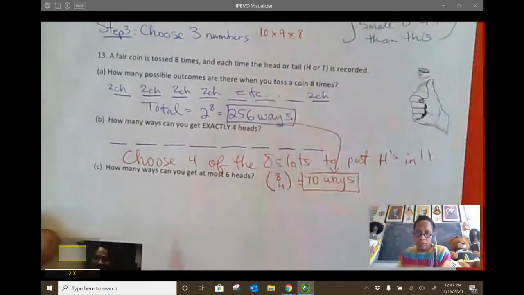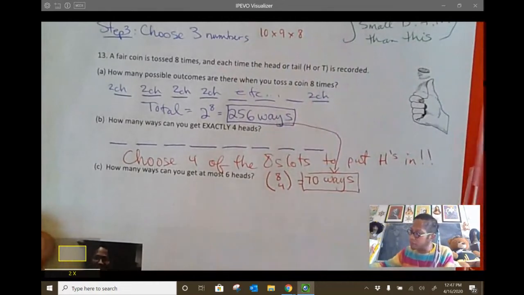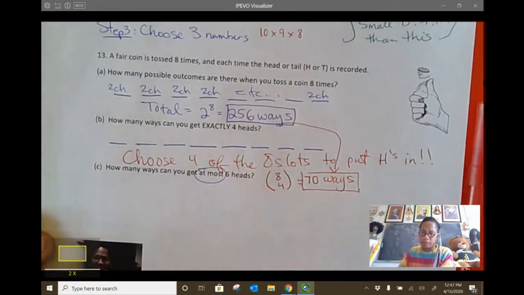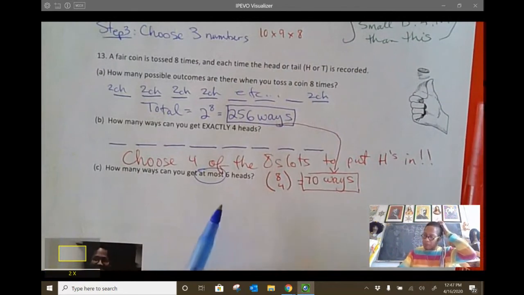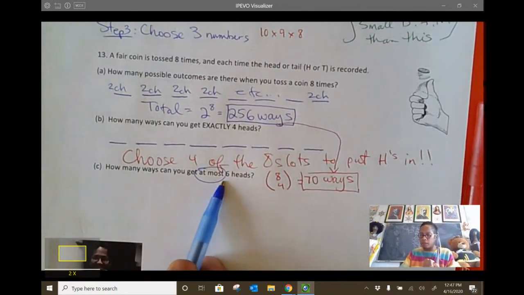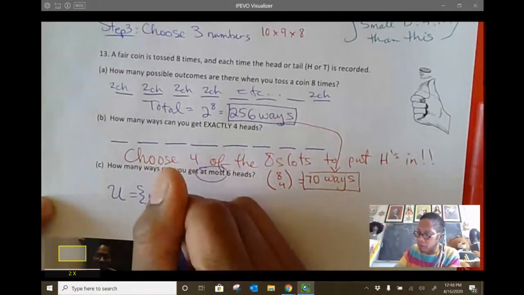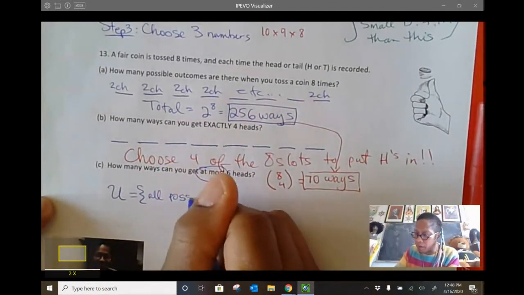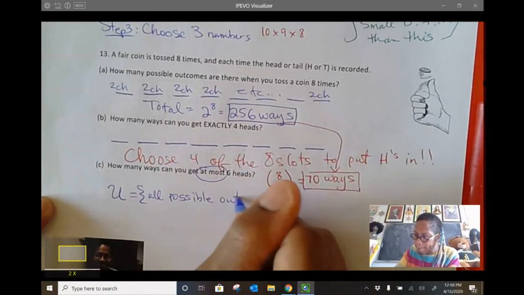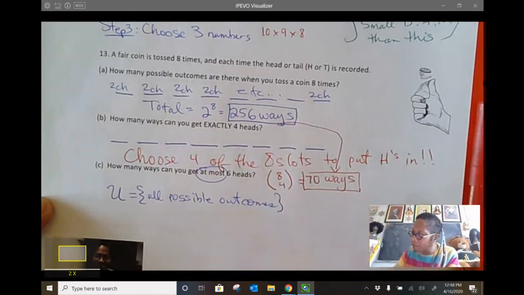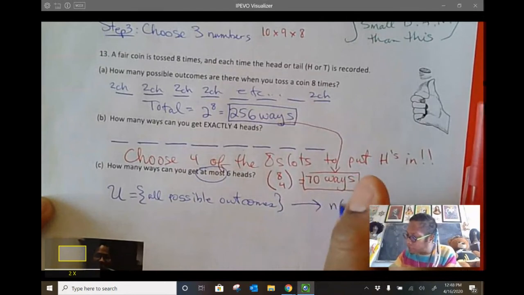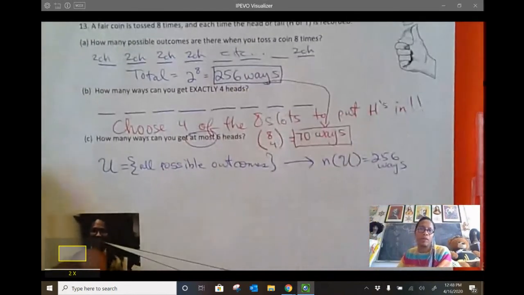How many ways can you get at most 6 heads? In this word, at most, we think cases. At most 6 heads means you got no heads and 8 tails, 1 head and 7 tails, 2 heads, and so on. That's so many cases. So let's do the universe and count the opposite. The universe is all possible outcomes, and we already tabulated that. It was 256 ways, which is how many ways to flip a coin 8 times.